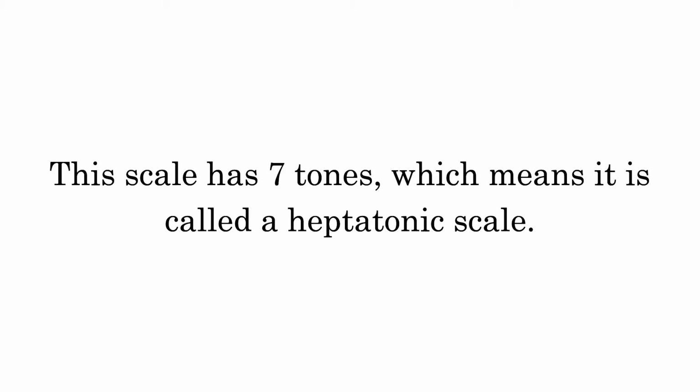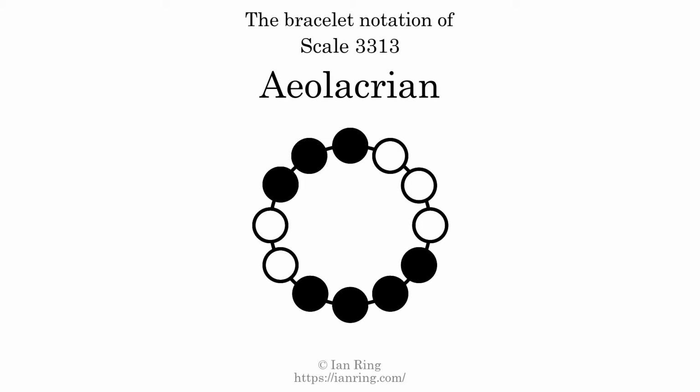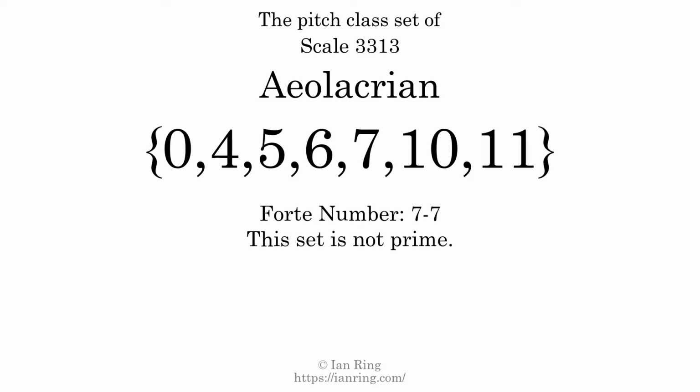This scale has 7 tones, which means it is called a heptatonic scale. This is a bracelet notation diagram of scale 3313. The shaded circles represent tones that appear in the scale, and they are read clockwise, starting at the top. The pitch class set for this scale is 0, 4, 5, 6, 7, 10, 11.